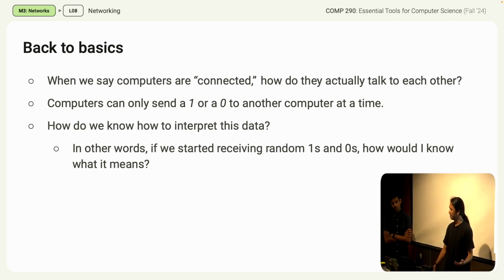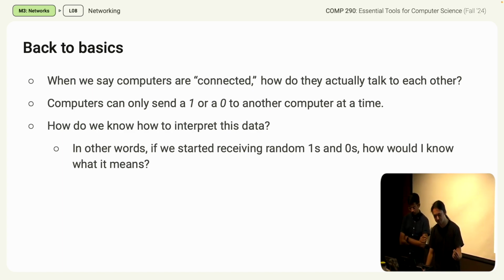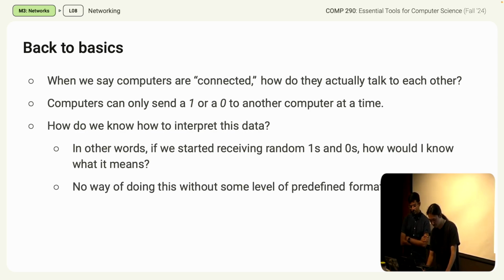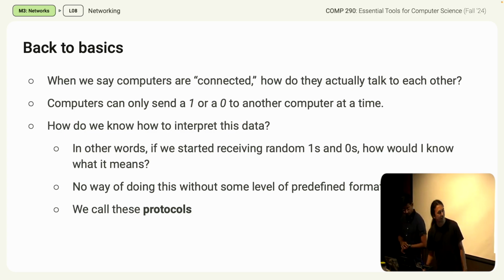And you can think of this even at a very general level, like language. When I'm talking to someone, if they don't know the language that I'm speaking, there's no way for us to communicate really. So there needs to be some sort of commonality there. Like I said, there's no way of doing this without a predefined format. So before we start talking, we need to agree on some way of interpreting this data. And this is what we call a protocol.